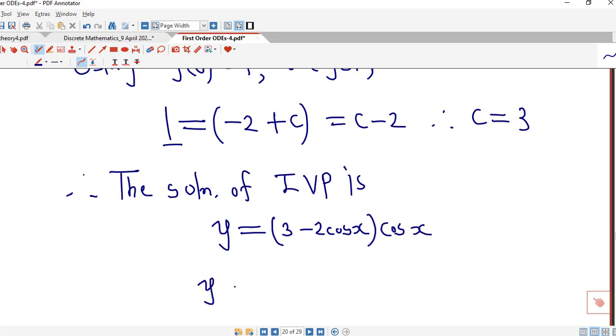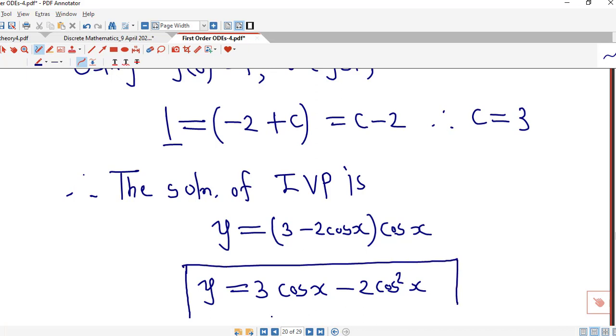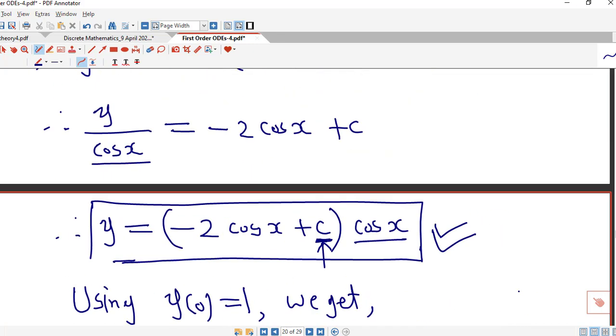Or this we can rewrite as 3 cos x minus 2 cos square x. And we can check that this satisfies the initial condition y(0) equal to 1. So if we put x equal to 0 here, we will have y equal to 3 cos 0, that is 3 minus 2, which is 1. So this is the correct solution of the given initial value problem.